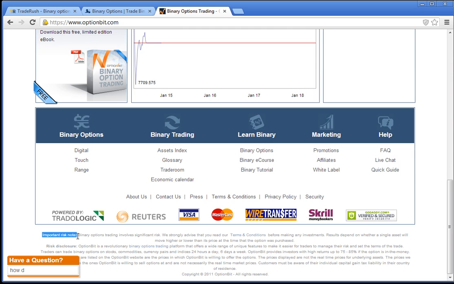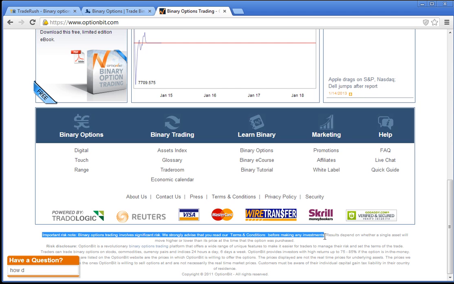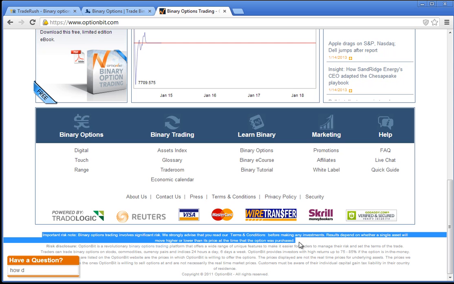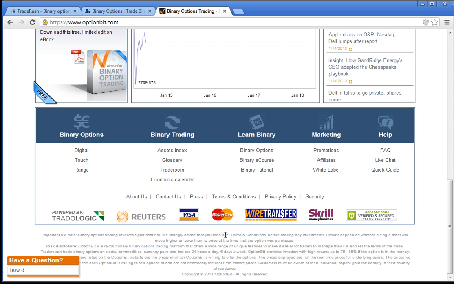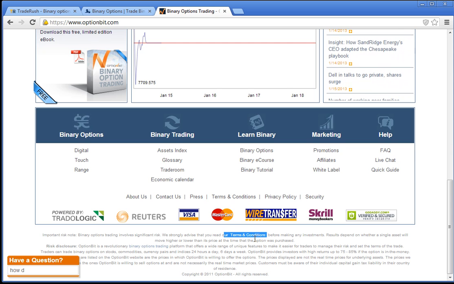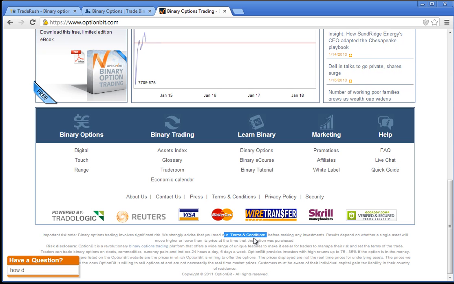Important risk note. Binary options trading involves significant risk. We strongly advise that you read our terms and conditions before making any investments. Results depend on whether a single asset will move higher or lower than its price at the time that the option was purchased. So I never read the terms and conditions, but if you're getting involved in binary option trading, I would definitely go over this, no matter how lengthy it may be.